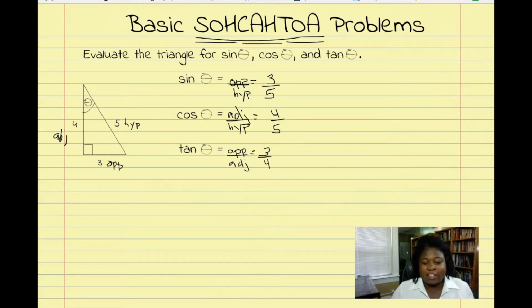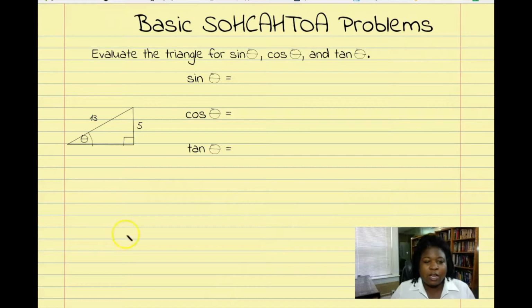Let's look at another example. In this case, our triangle has a different orientation, and we only have 2 out of the 3 sides. Two of the 3 sides have their lengths indicated. So there's a couple ways to know the third length here. One is to use the Pythagorean Theorem, which you may remember as a squared plus b squared equals c squared.